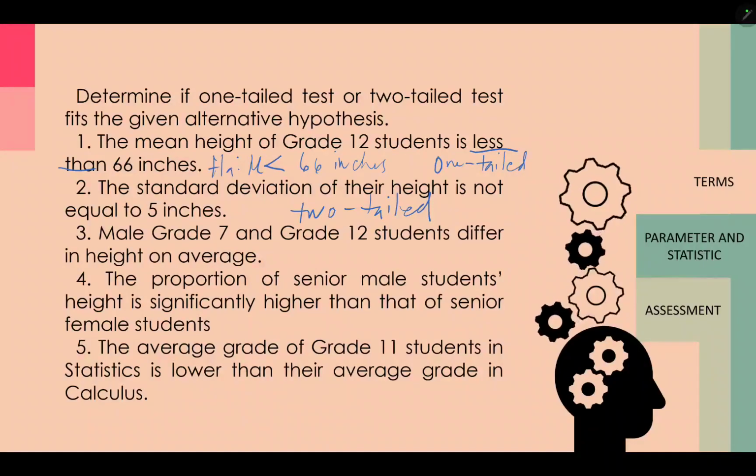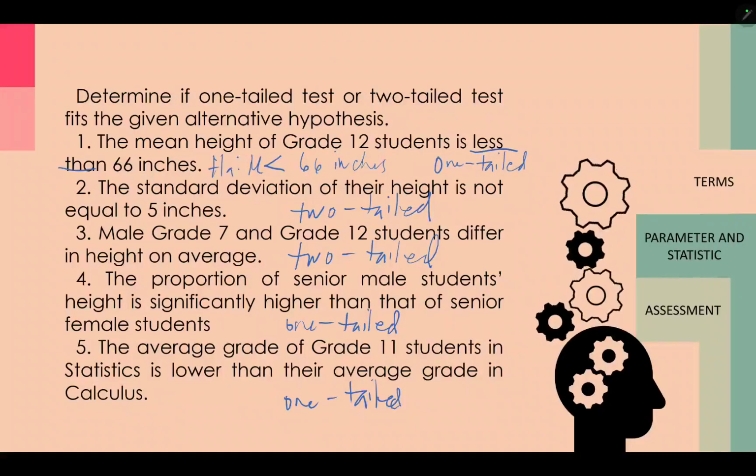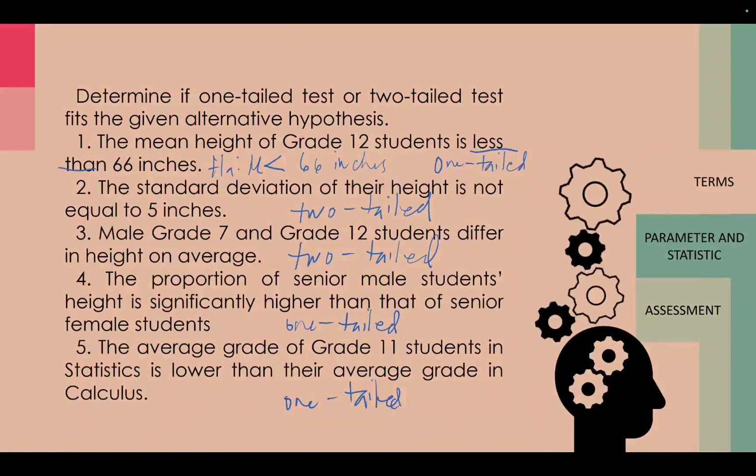Number 3: male grade 7 and grade 12 students differ. It's just the same as not equal or different, so this is also two-tailed. Number 4: the proportion of senior male students' height is significantly higher. Higher means greater than, so this is only a one-tailed test. And number 5: the average grade of grade 11 students in statistics is lower than their average. Meaning less than, so one-tailed test. So I hope you get to see how the alternative hypothesis can identify if it's a one-tailed or two-tailed test, and it will also help to identify our alpha, which is also our rejection region for HO.